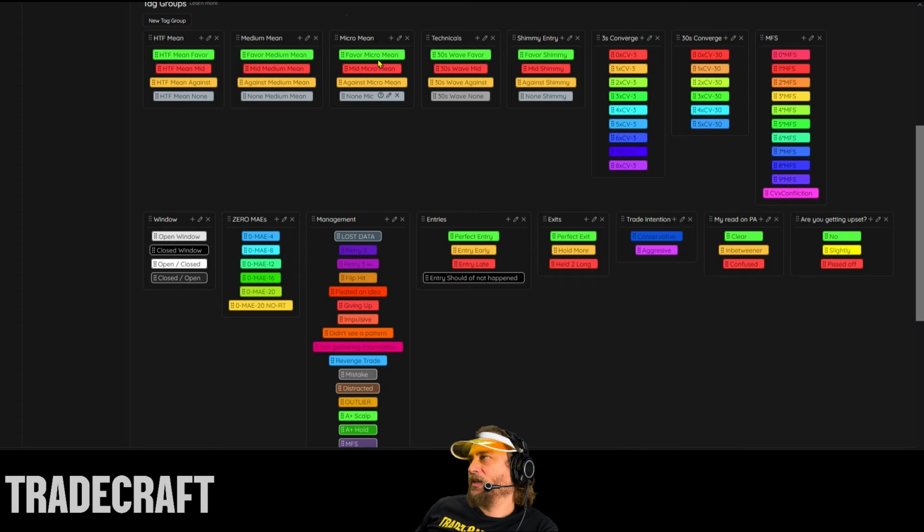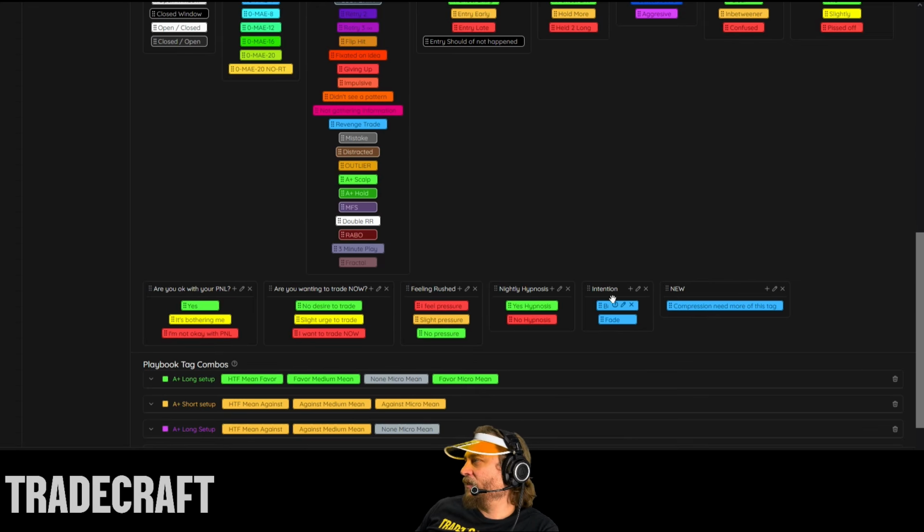I'm going to retire a few tags, and I'm starting to design my new tags. Breakouts and fades. This is stuff I want to know. Was my intention a breakout or fade? I really want to know that statistic. Compression, need more of this tag. So this is just a placeholder. You can see there's nothing here.